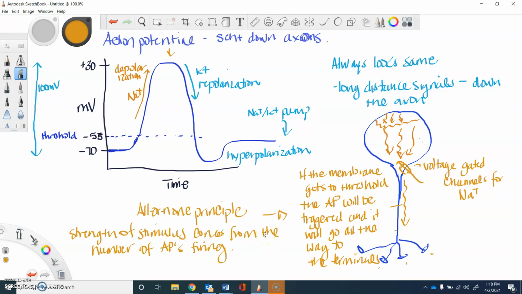So the more action potentials that come down here, the more neurotransmitter is going to come out of these terminals. Okay, so that will dictate the strength of stimulus for the action potential. So now we're going to compare and contrast graded potentials and action potentials.